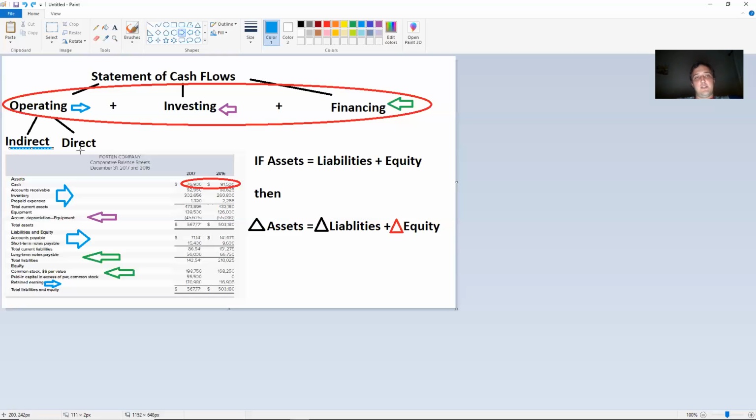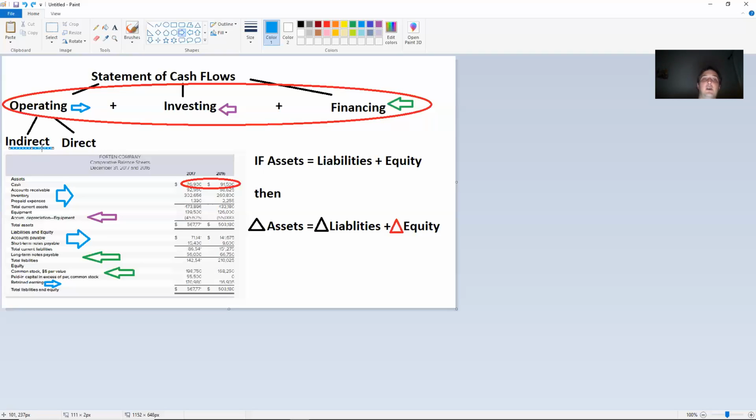Direct is going to be straight to the point. What was the cash coming in from customers minus what was the cash going out to vendors? We're going to spend more time on the indirect because according to GAAP, even if you use the direct, you have to make a statement about how you go back to the indirect, because in the indirect, we start with net income.